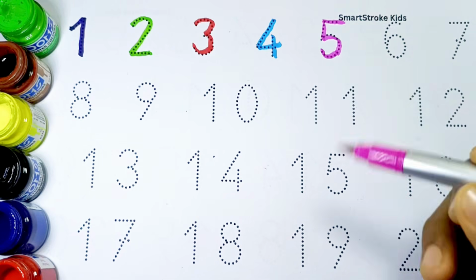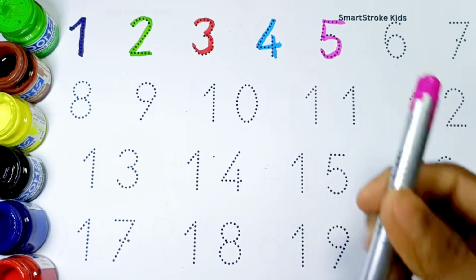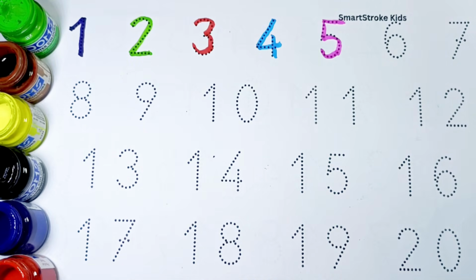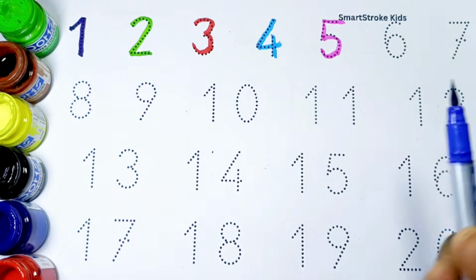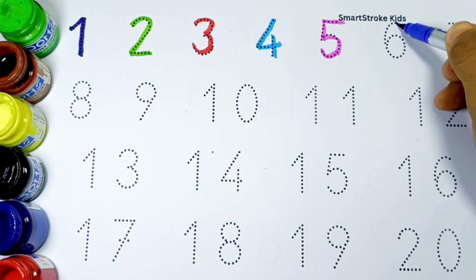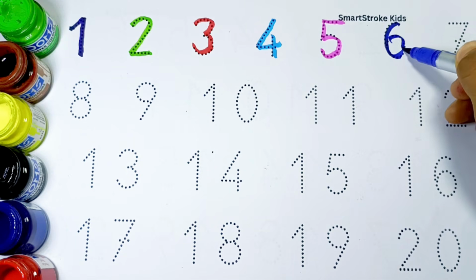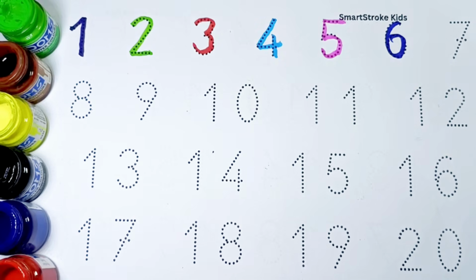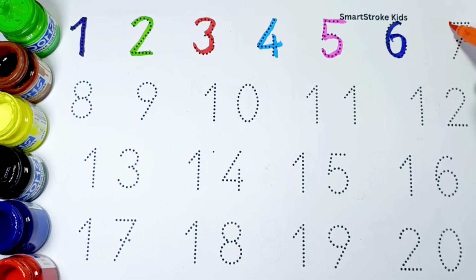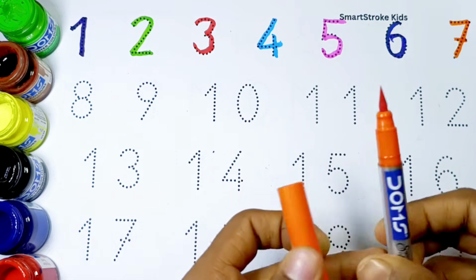Five. Kids, now you draw five and use sprinkler. F-I-V-E, five. Kids, now you draw six. Wow, nice color. Blue color. Six. S-I-X, six. Seven. S-E-V-E-N, seven. And use orange color.